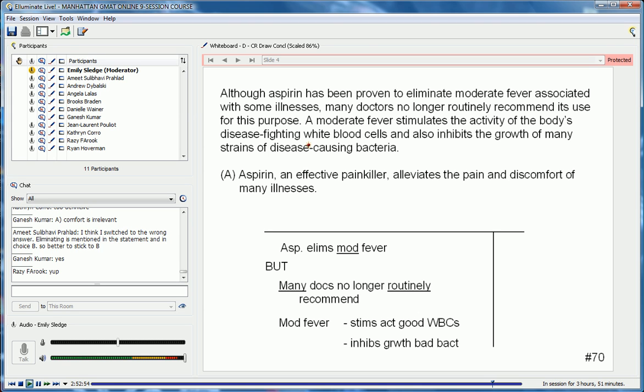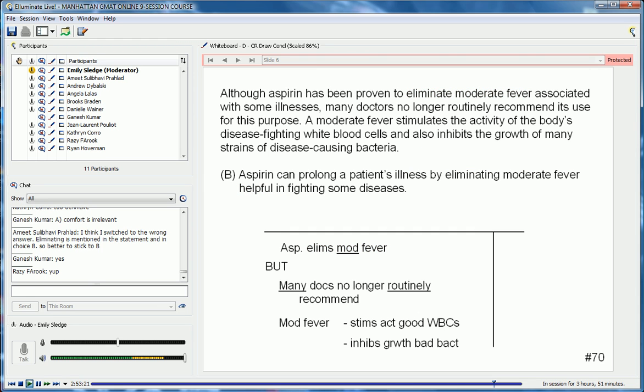And for example, A, while it sounds reasonable, they even tell us that aspirin is an effective painkiller, which would alleviate pain. The fact that pain and discomfort of many illnesses isn't supported by the premise given up here, which only tells us that it eliminates moderate fever. A is not supported by the argument itself. Okay, so there's a mismatch here.